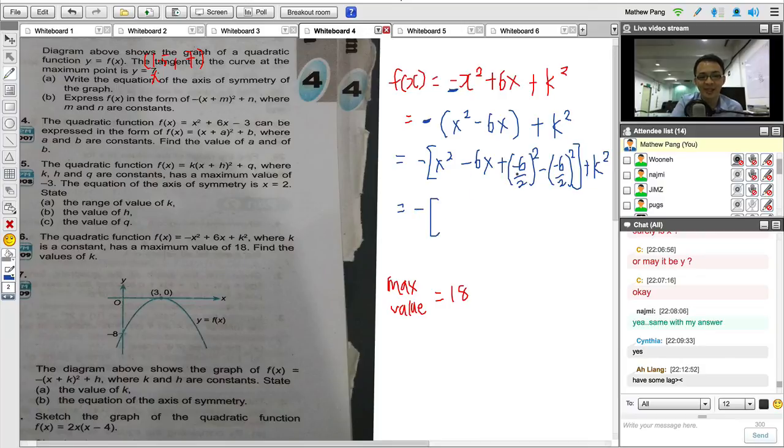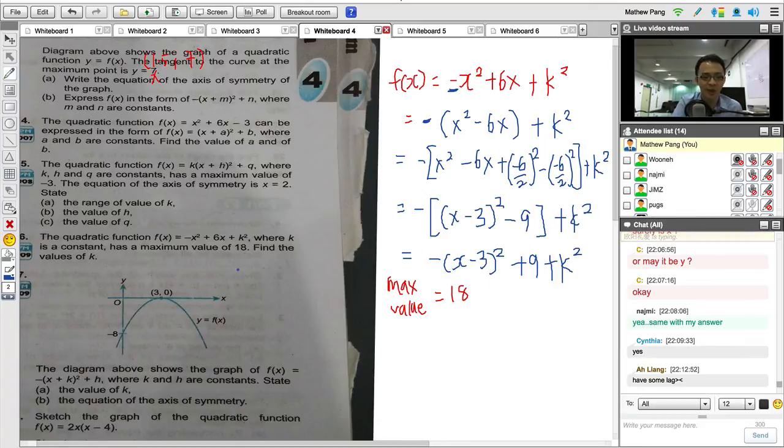Okay, then the first 3 terms we combine for completing the square. We take the first and last. This one is -3, right? So this one is called (x minus 3) squared. So this one, minus 3 squared, is -9, plus k squared. So I multiply the negative back to it, so it will be negative (x minus 3) squared plus 9 plus k squared. Alright, I have already done the completing the square.